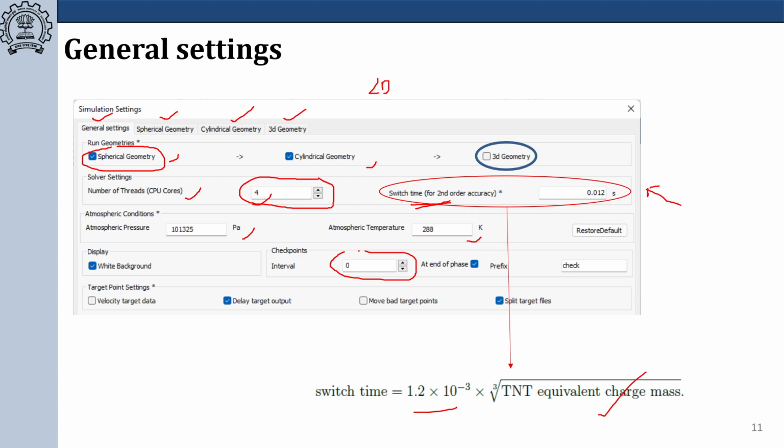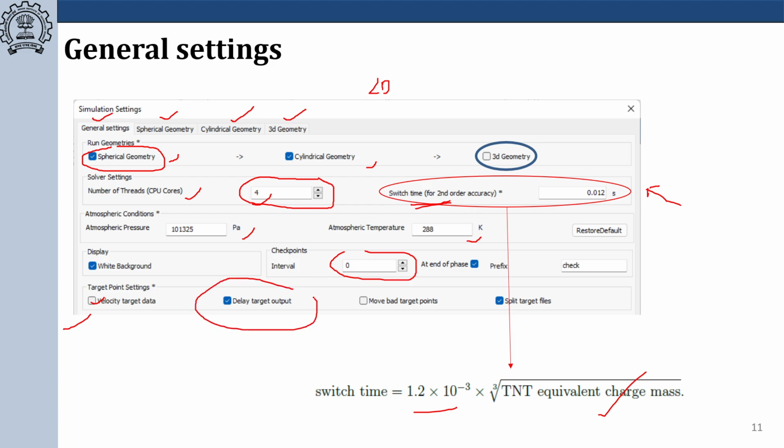Like, I have to simulate after 5 milliseconds, I want the software condition state of the solution, then you use these checkpoints. And coming to the target points, these are very important. The target points are velocity target data. See, if you want the velocity data, then you have to choose this option. If you don't want the velocity data, then ignore this option.